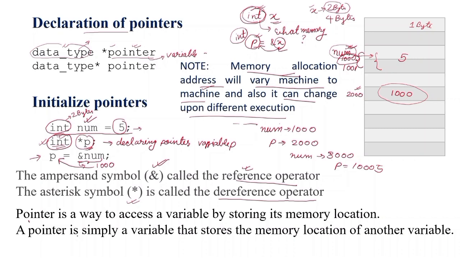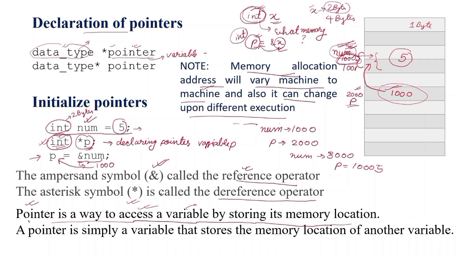Next, let's conclude. Pointer is a way to access a variable by storing its memory location. So why are we using a pointer? Pointer is used to access a variable by storing its memory location. So from here, with pointer P, you are accessing this variable num, the value stored inside this variable. And how have you accessed it? By storing the memory location of num. This memory location you have stored in P.